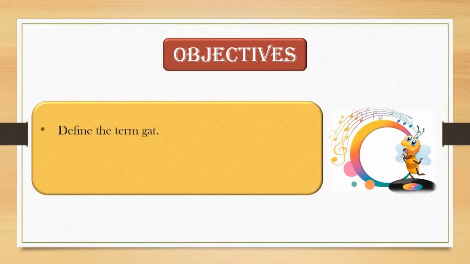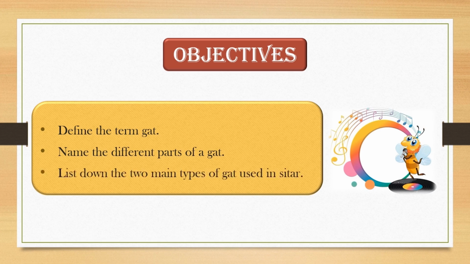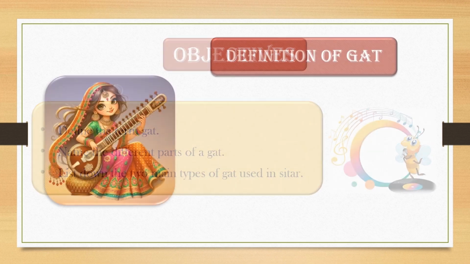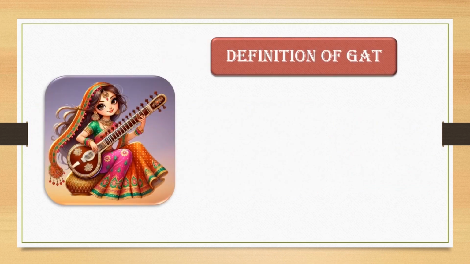So, at the end of this lesson, you should be able to define the term gut and name the different parts of a gut, and also list down the two main types of gut used in sitar. So, what is a gut?